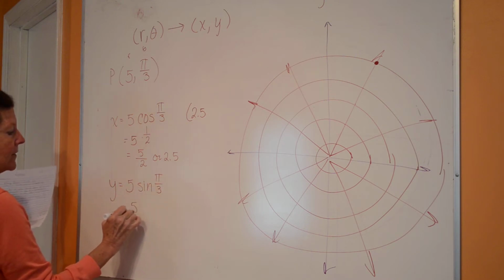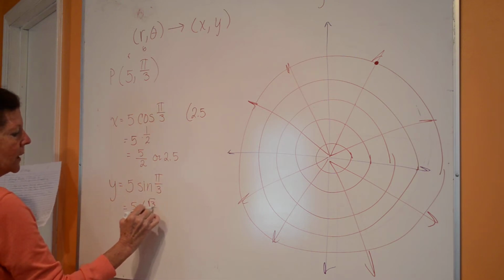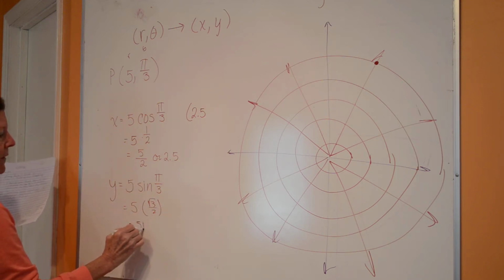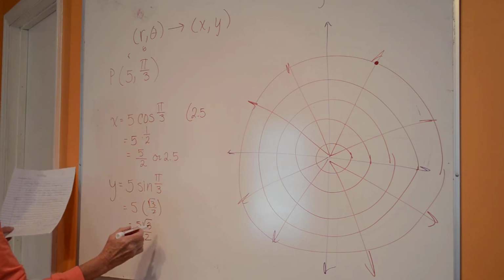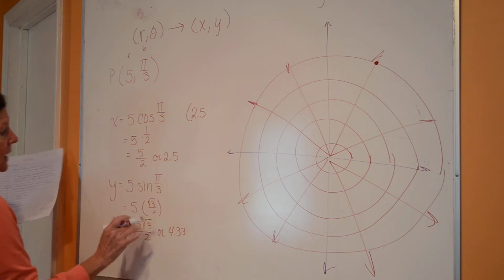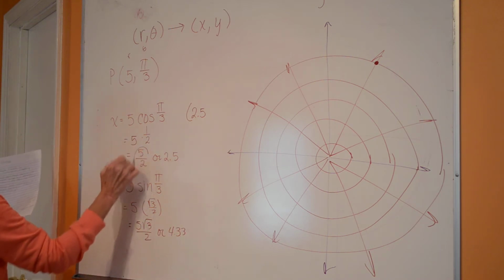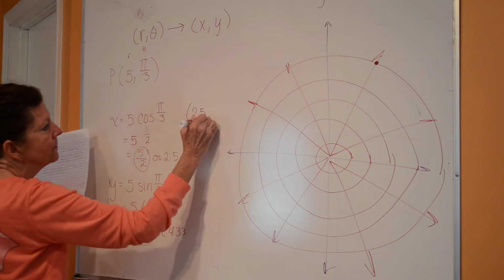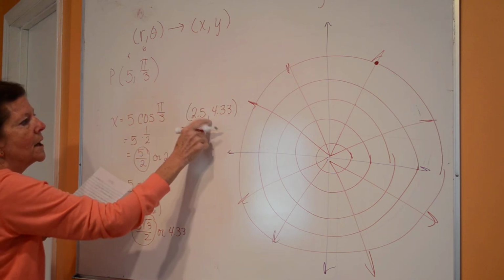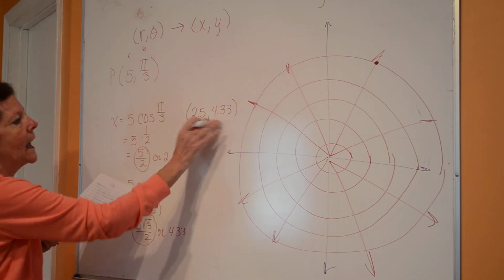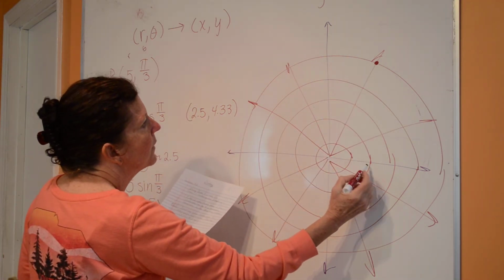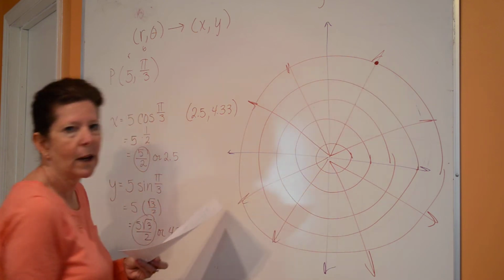So I have 5 times the square root of 3 over 2, because that's the sine at pi over 3, which is going to give me 5 times the square root of 3 over 2, or the decimal value of that is 4.33. You can leave it here and here if you want, but I want to show you how it works. So this is the coordinate plane, the Cartesian coordinate plane, x and y. So if you look at this, this would be over about 2.5 and up about 4.33.